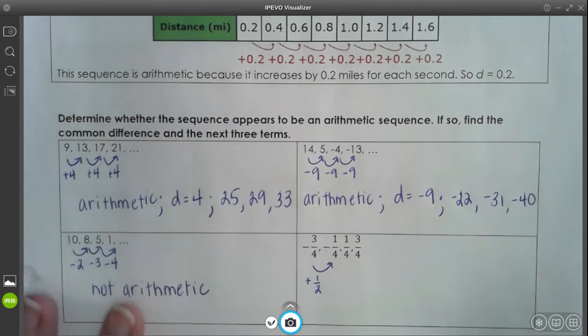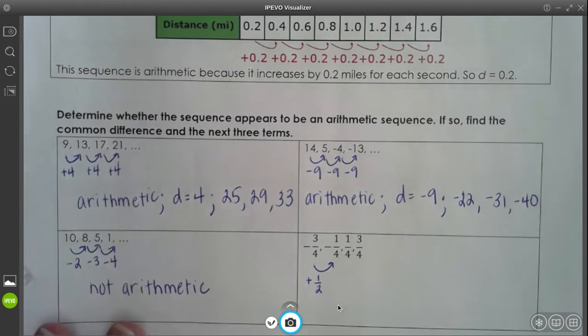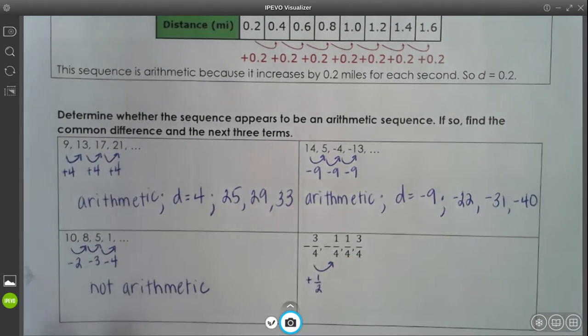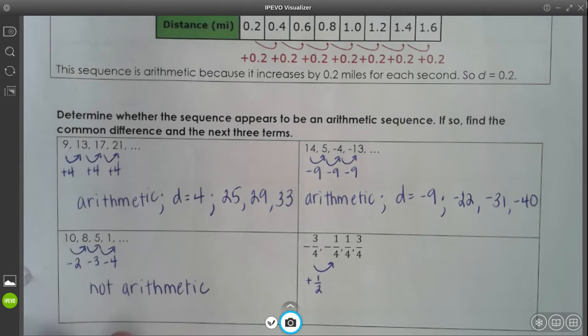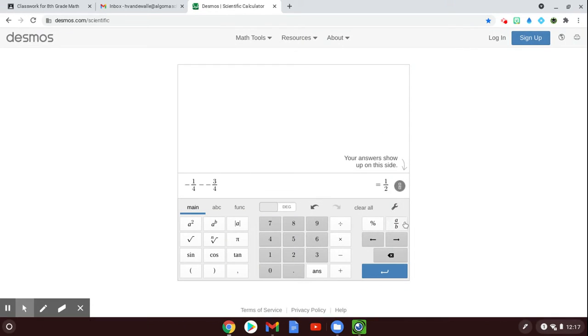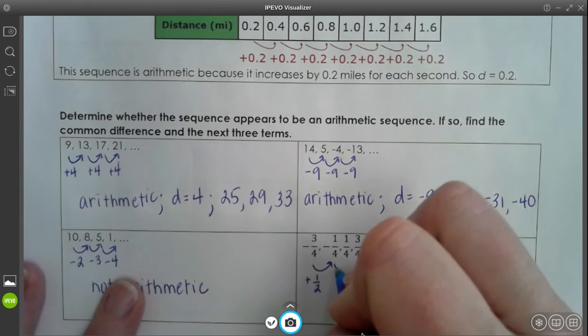Okay, so to get from here to here, since it's positive, we are adding half. Now I can do the same thing from 1/4 to negative 1/4 to see what's going on there. So I'll take the third term and subtract the second term, and that also ends up being 0.5 or 1/2. So here, from here to here, we are also adding half.